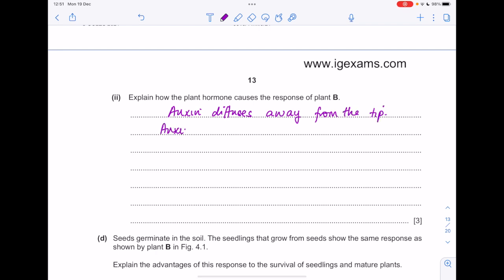Auxin causes cell elongation. So that's the extension of those cells. And therefore the stem bends upwards.